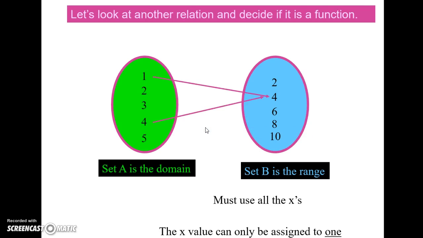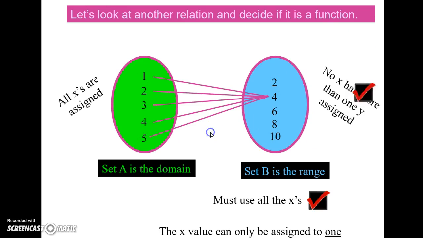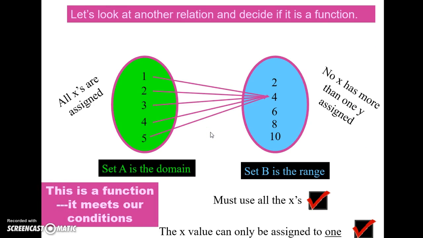Here 1 is going to 4, 4 is going to 4, 2 is going to 4, 5 is going to 4, 3 is going to 4. So 1 goes to 4. Does 1 go to any other y? No. 2 goes to 4. Does 2 go to any other y? No. The same is true for 3, 4, and 5. Your x's aren't repeating. It's okay if they all go to the same y. So that is a function.